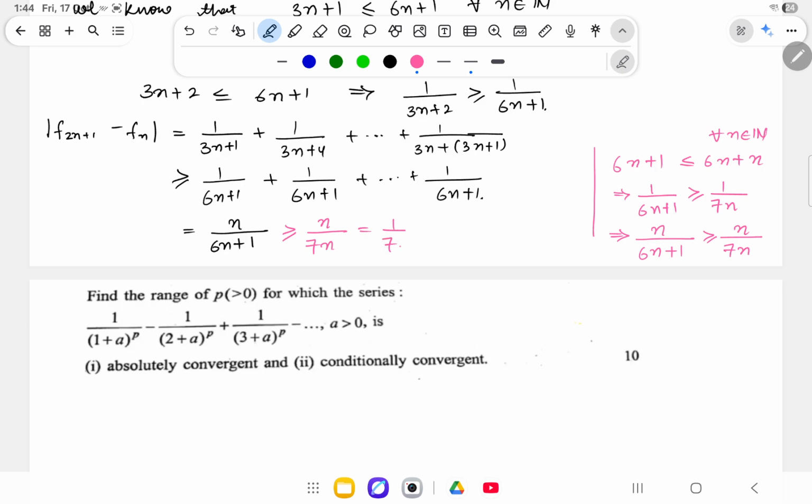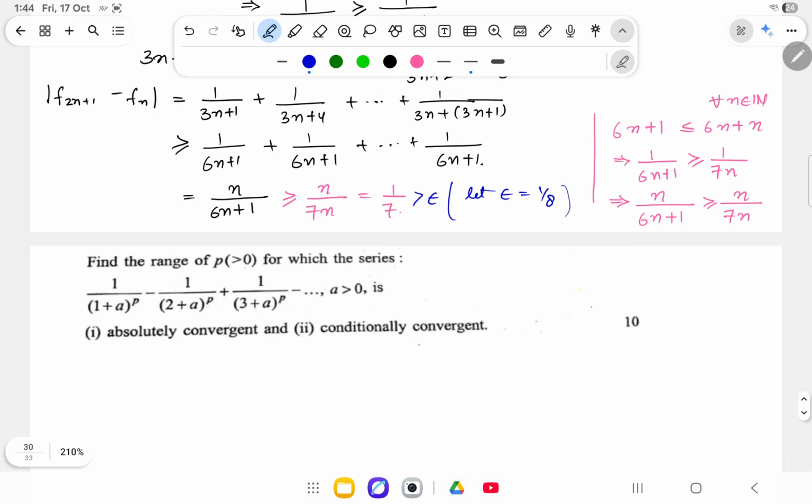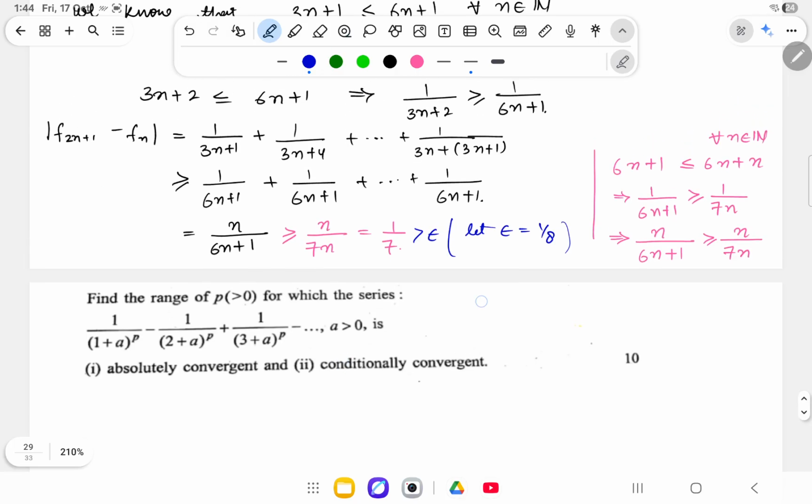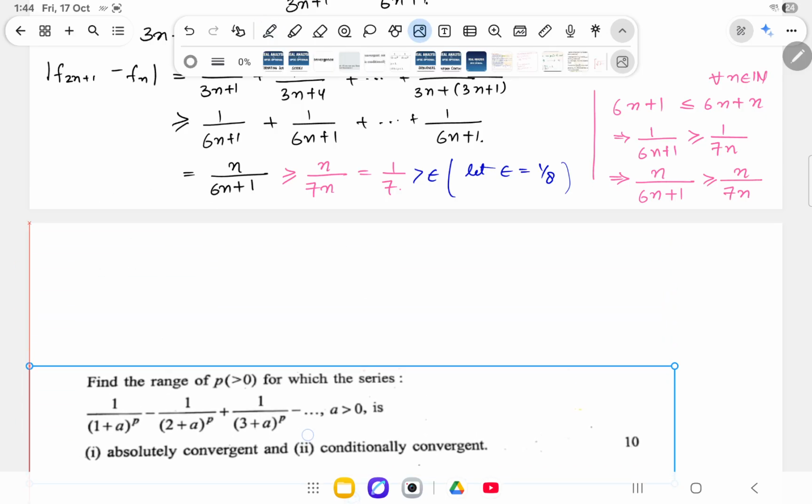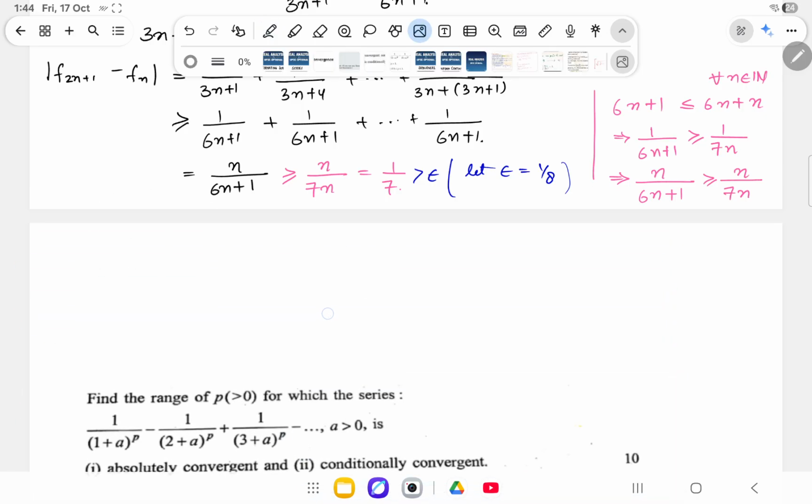Now if I take my epsilon to be, let's say, 1 by 8, so let epsilon equal 1 by 8. So this term turns out to be greater than epsilon. So from here we got that our given sequence is not satisfying the Cauchy criterion for these terms. So from here we can conclude that this sequence is basically a divergent sequence.